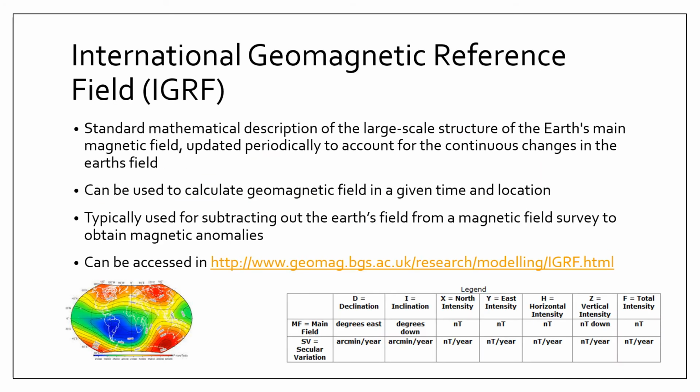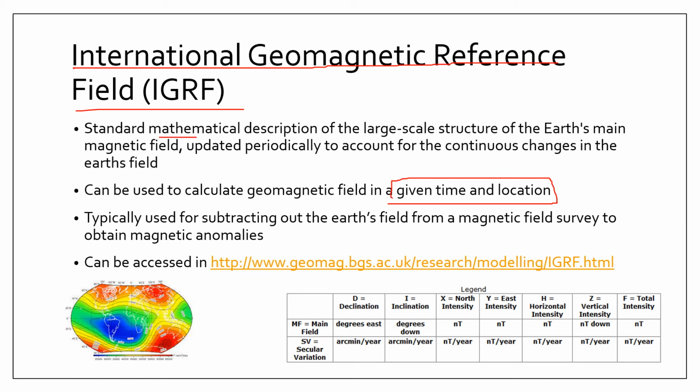Okay, and speaking of the expected geomagnetic reference field, we have what we call the International Geomagnetic Reference Field, or the IGRF, which is basically your baseline number for the expected value of the Earth's magnetic field for a given time and location.